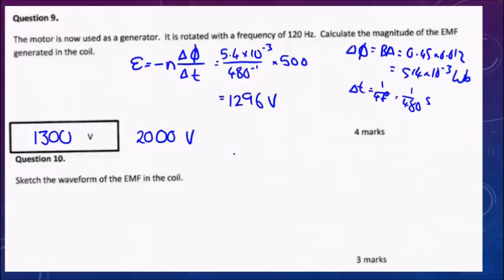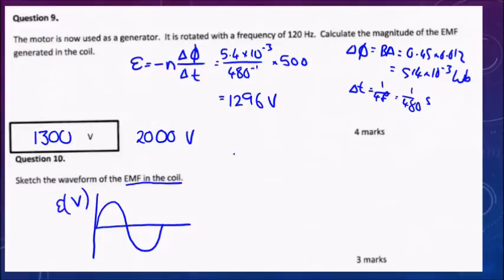Okay, sketching the waveform of the coil. The waveform in the coil. This is important, because the waveform in the coil is always AC. We can do things to change that outside the coil, but in the coil it's always an alternating potential because of the rotating motion. Now, what have we got here? We've got our EMF in volts, we've got time in seconds.